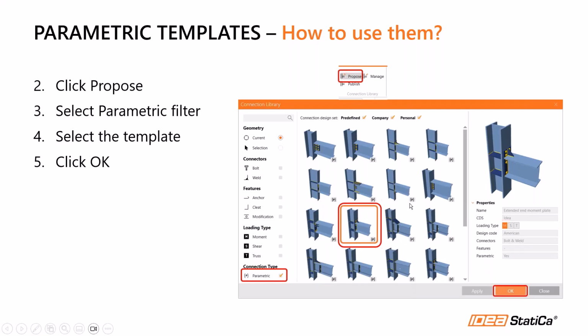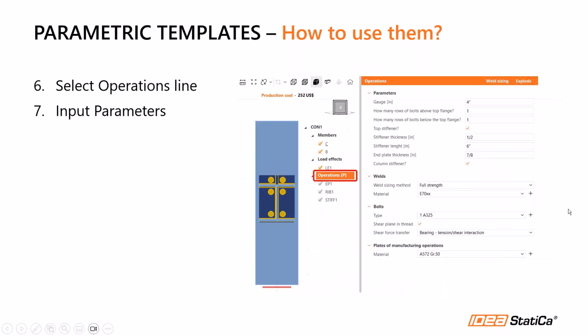You can see the small p, that means this is a parametric template. You select the template, then click OK. Then that template will be applied to the connection, right? And then to input the parameters or to see the parameters, you'll click over operations, okay? If you click over operations, you will see the parameters here, and then you can input those values, and then you will see how the connection or the design is changing when you change these values here, right?